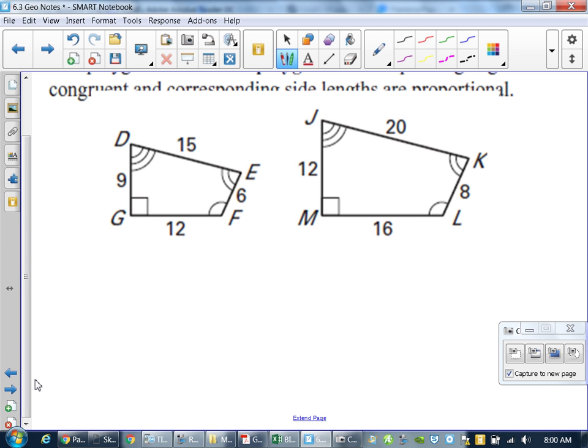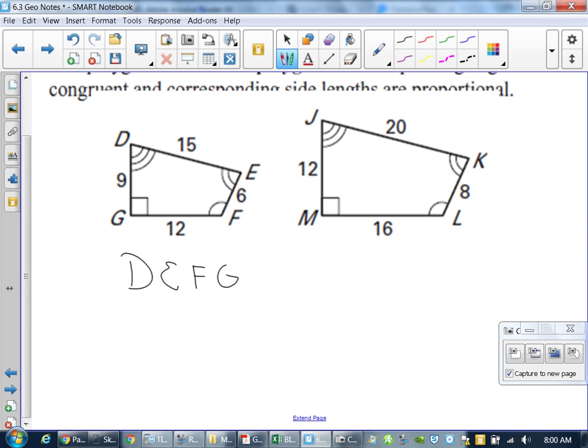So here's what we do. Normally when I set up similarity statements, I work from left to right. That's how I read. You can work right to left. It's not a big deal, as long as you're consistent, you're going to be fine. So what I want you to do is pick an angle and start to label. I'm going to start with D, E, F, G, and I'm going to see whether or not the other figure has the same tick marks.